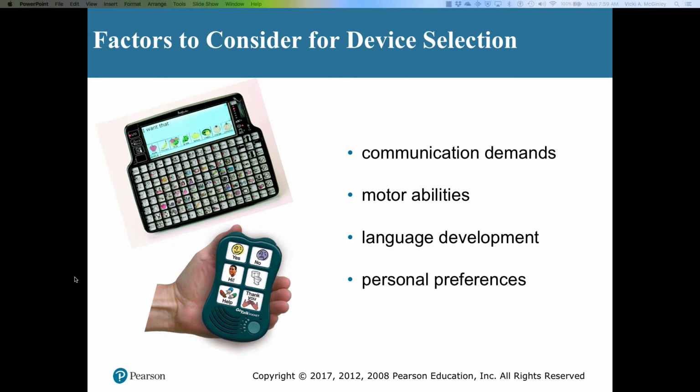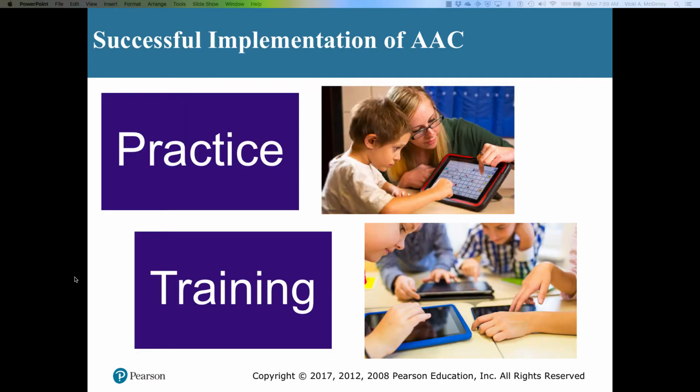How is the child's language going to develop? And personal preferences need to be considered. There needs to be practice and there needs to be training. So you don't just throw an augmentative and alternative communication system into the environment. There needs to be a lot of practice with it. Everyone involved, the professionals, need to know how to use it so that they can model it with the child. And so there's training that goes on throughout.